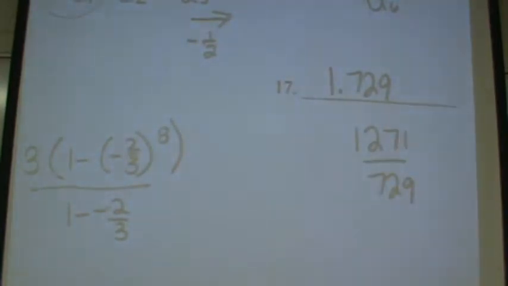And in fraction form, it was 1,271 over 729. Both answers were fine. Even though it said fraction versus decimal, I said you can write either way.